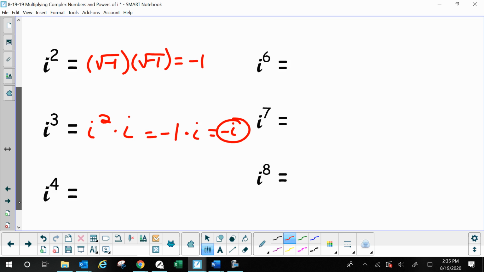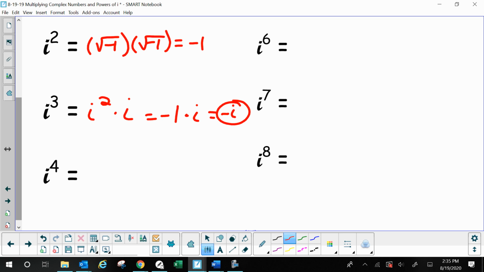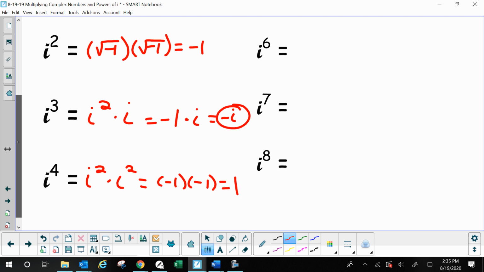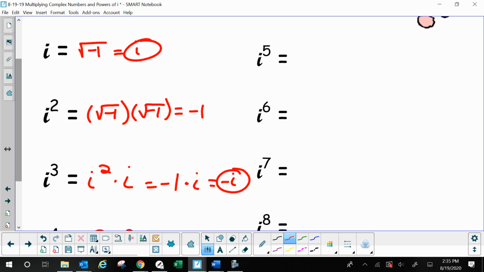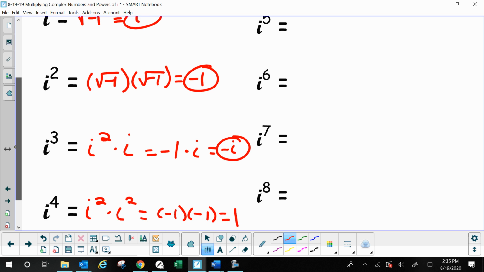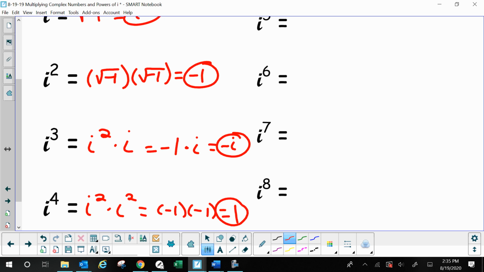Okay, well, what about i to the fourth power? There's a couple different ways you can break this up. i cubed times i, or you can do i squared times i squared. Well, what was i squared? -1. So that's going to be -1 times -1. What is that? 1. So it cycles. So it's i, -1, -i, +1. Those are the 4 different things that it cycles through.